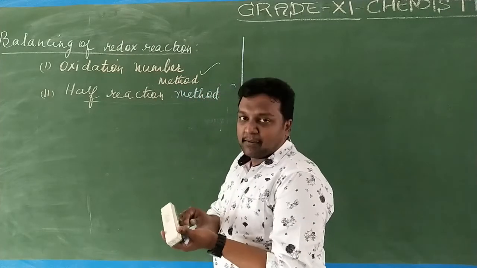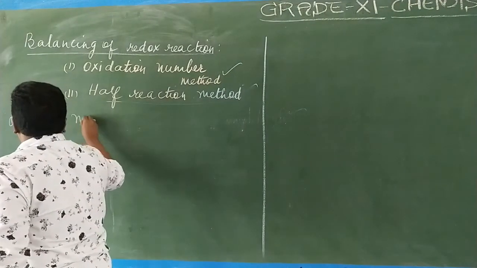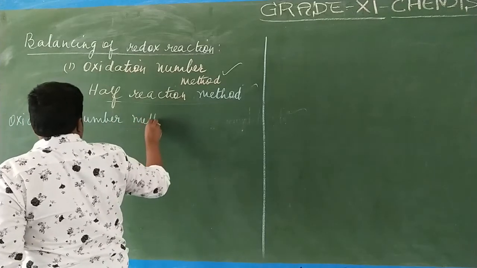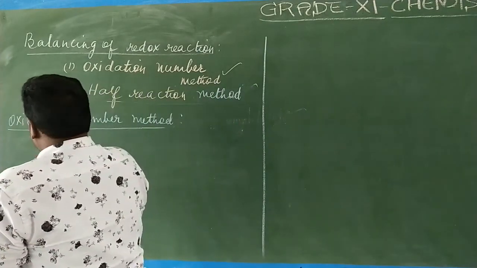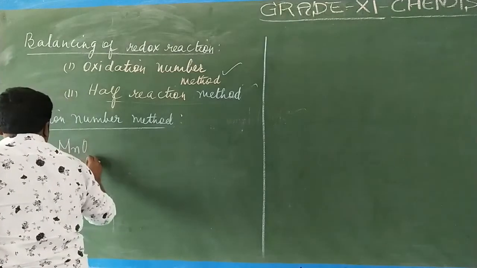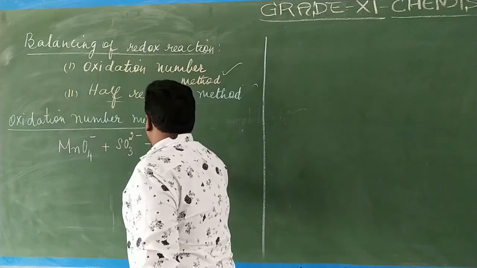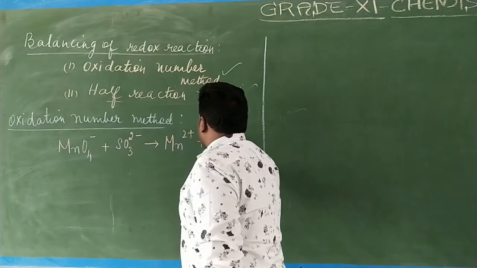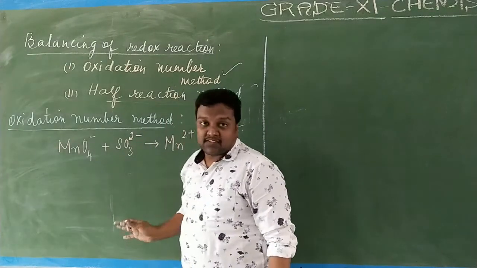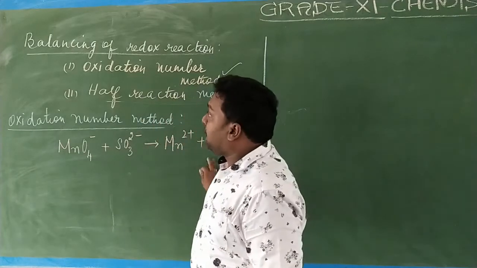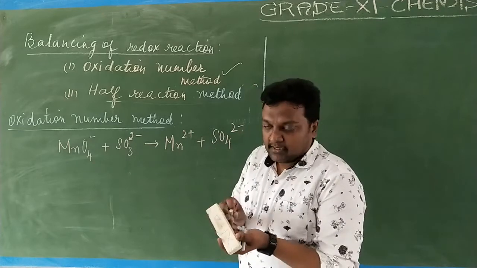First we will start with the oxidation number method. Listen carefully. First we will write down the equation. This is the question: MnO4 minus plus SO3 2 minus gives Mn2 plus SO4 2 minus. So by the question they have given you the equation. Now what we have to do is balance it. In 5 steps we have to balance this equation by the oxidation number method. Now the question has been given and it has to be balanced in terms of oxidation number. Now we will go ahead.